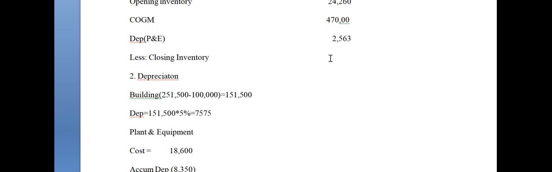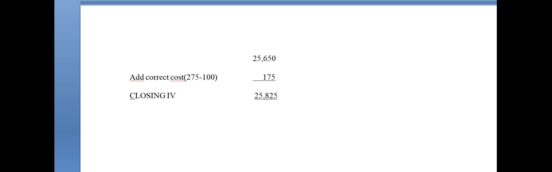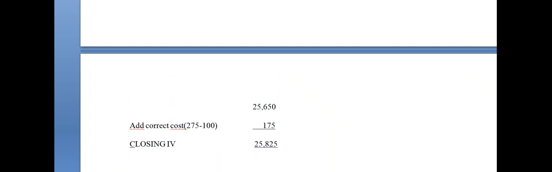Okay, sir. Please, can you shift it to where we are determining the closing inventory? There is a figure there that I didn't know how to come about. This 25,650. How do we come about it? We less this 250, the cost that was wrongly included, from the closing inventory as per trial balance to arrive at that 25,650.